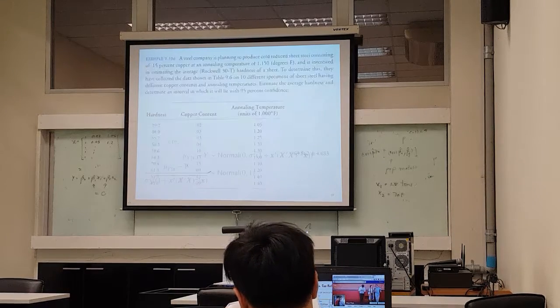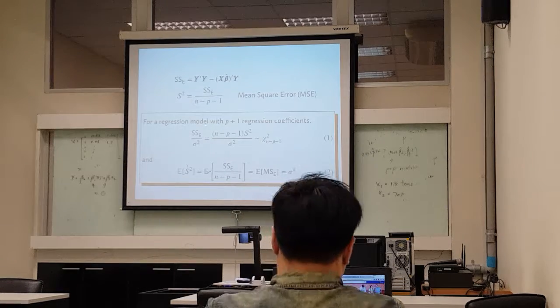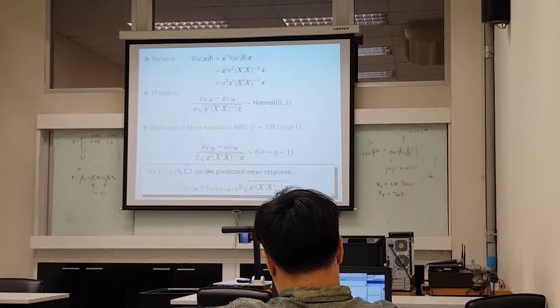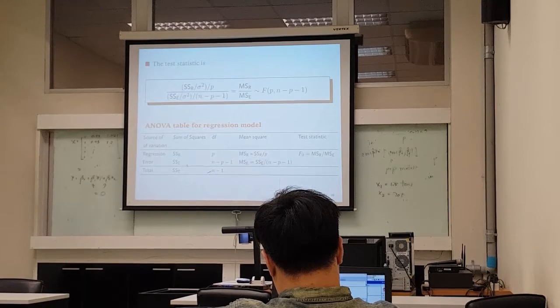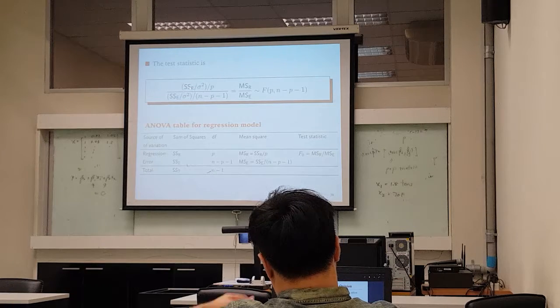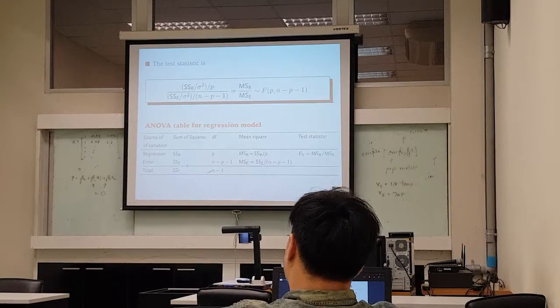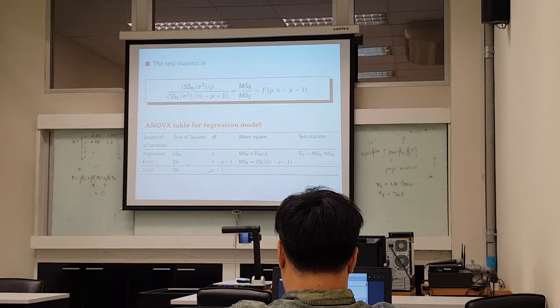Our other property is SSE divided by sigma square is chi-square. So if you divide this one over n minus p minus 1, you form this ratio and you get an F distribution. Sigma square cancels out. SSR divided by p is called the mean square regression. SSE divided by n minus p minus 1 is the mean square error. This ratio has an F distribution with p and n minus p minus 1 degrees of freedom.